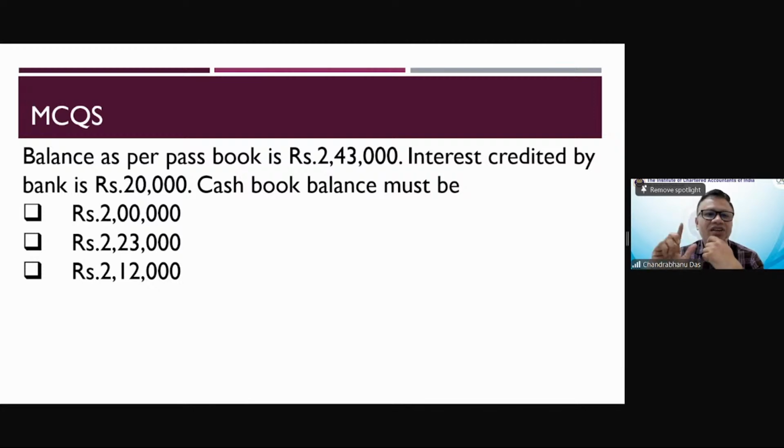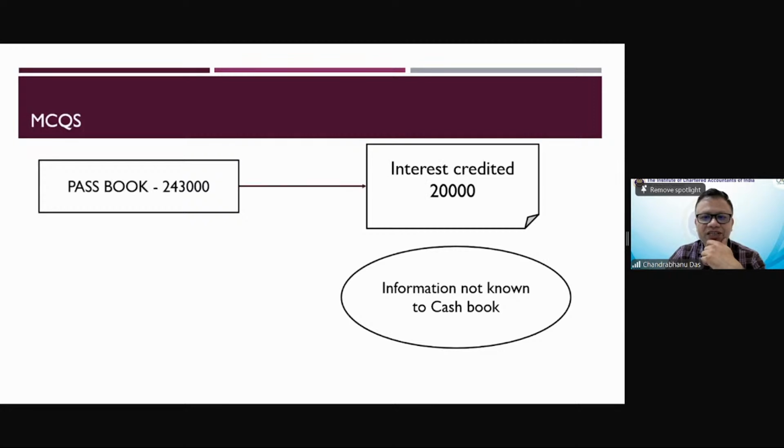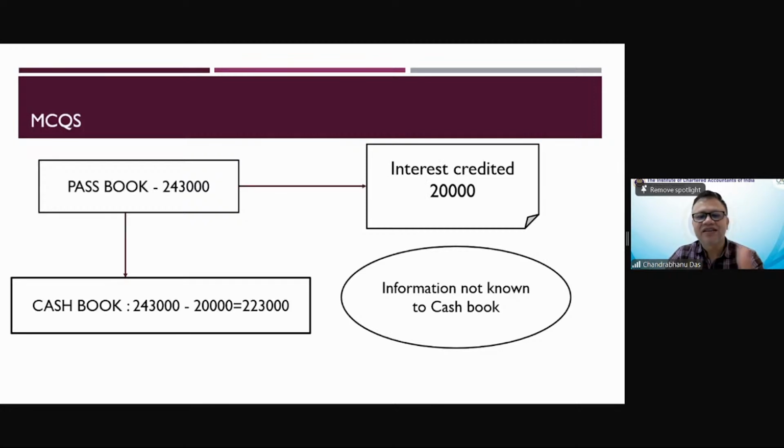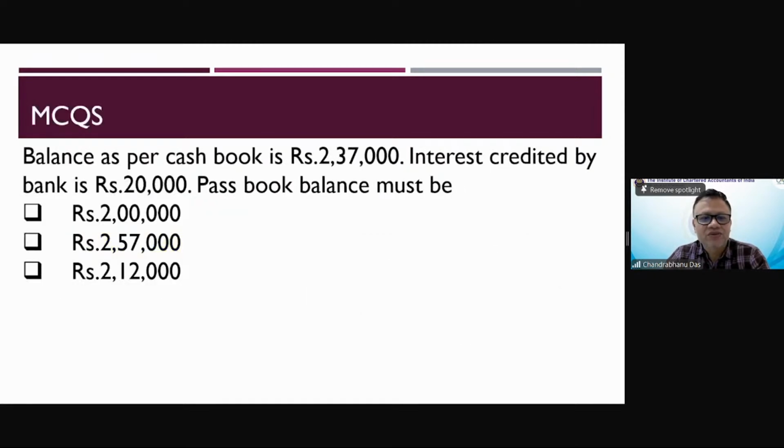Now, cash book should behave as if it is not having that interest. That is what the cash book balance is. So, not known to cash book. So, you take it out and it is 2,23,000, because cash book doesn't know about it. So, the passbook balance is taking this interest into account. So, it is 2,23,000.